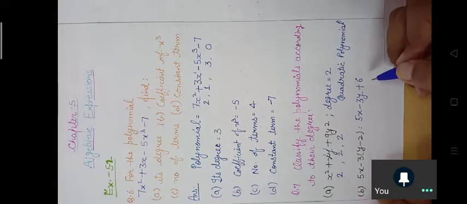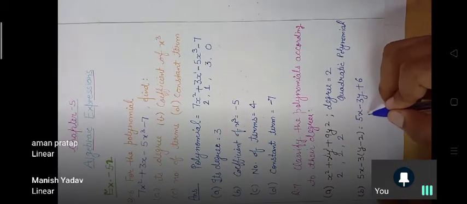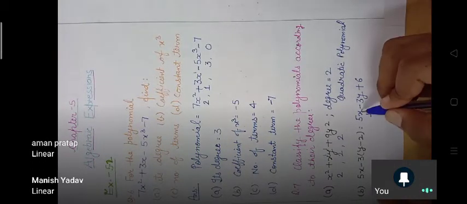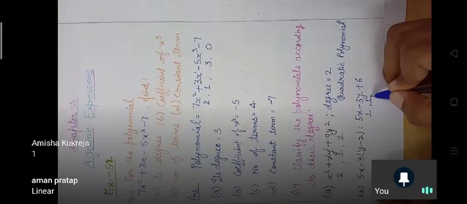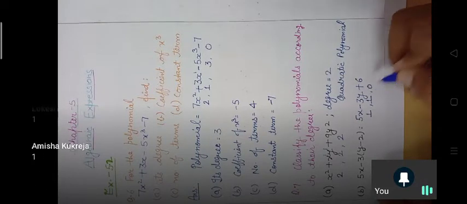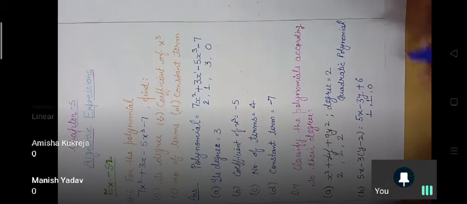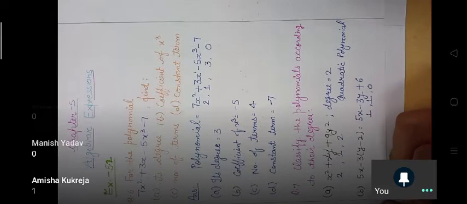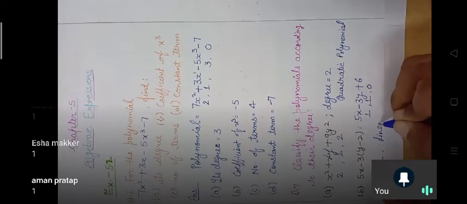Now tell me what will be the degree for that particular polynomial. You can see the degree of first term is 1 as the power of x is 1. In the second term the degree is again 1 and in the third term the degree is 0 because no variable is present there. Yes, good students. The degree is 1, so it is linear polynomial.